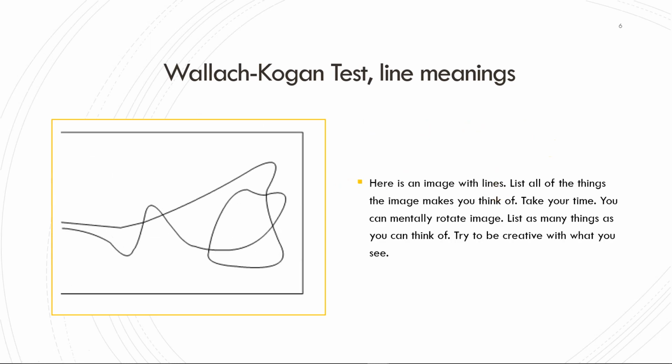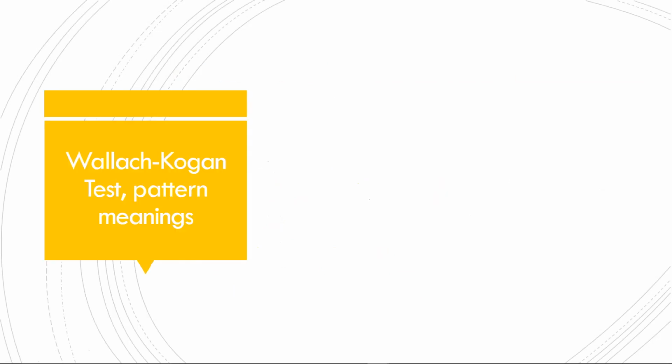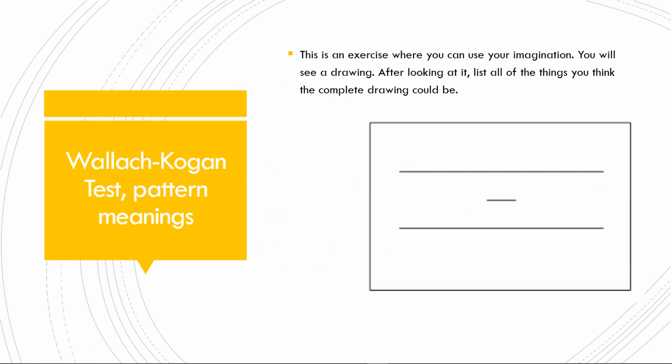Here's the Wallach-Kogan test. Again, here's an abstract image. And remember, for all of these different creativity tests, there's no wrong answer. You're just supposed to be creative and think about all the different possible things that you see. Some people see a shoe, a mountain, a roller coaster. So you can look at these and think about what you see. Here's another one. Again, what do you see?